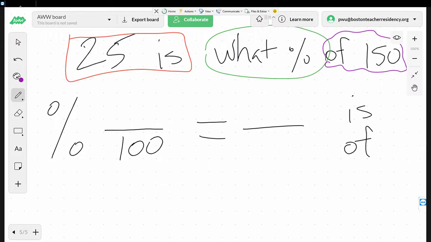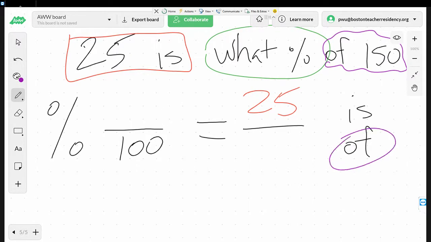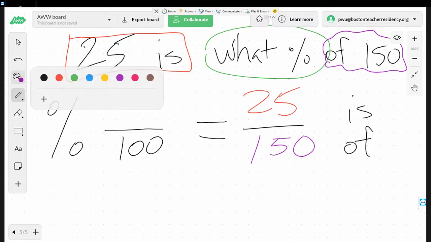So all I have to do to finish is fill in our information. So next to our is, we have 25. So for is, put 25. Next to our of, we have 150. So of 150. And then we don't know what percent it is, so we're going to put that x.